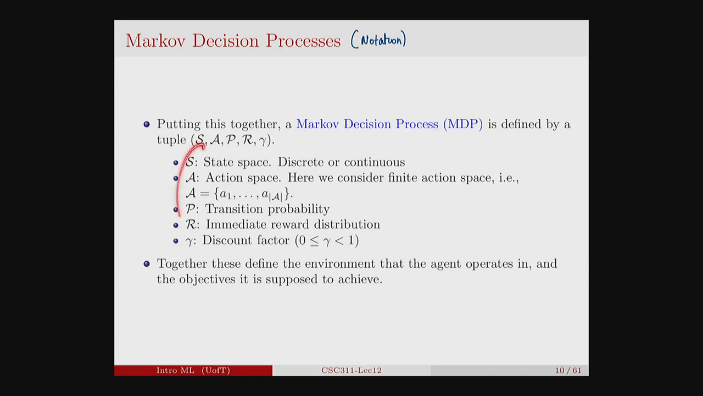So these pieces put together characterize this MDP, and they define the environment that the agent operates in and the objectives it's supposed to achieve. Thus far, we haven't talked about planning or learning or any such thing yet. We've just set the stage for what reinforcement learning does. In the future, if you do take a class in reinforcement learning, almost all of the academic material that you learn makes use of the Markov decision process formalism. So at least you should know what that formalism is.